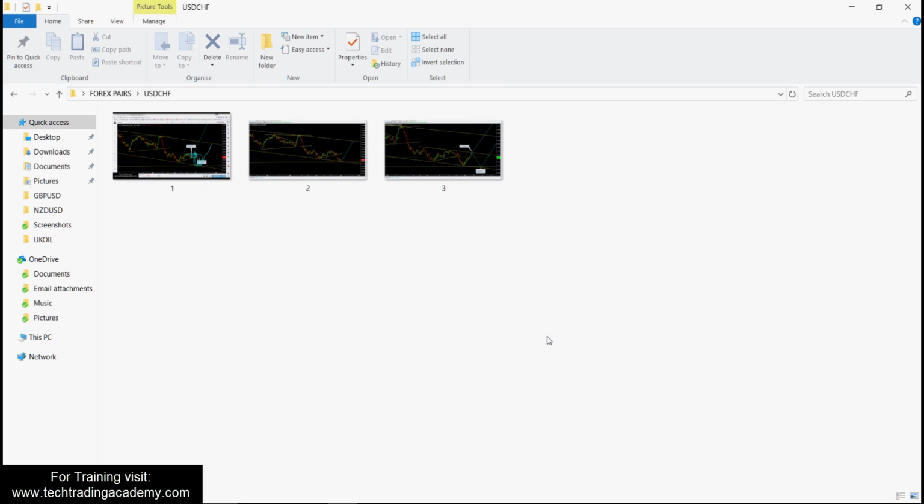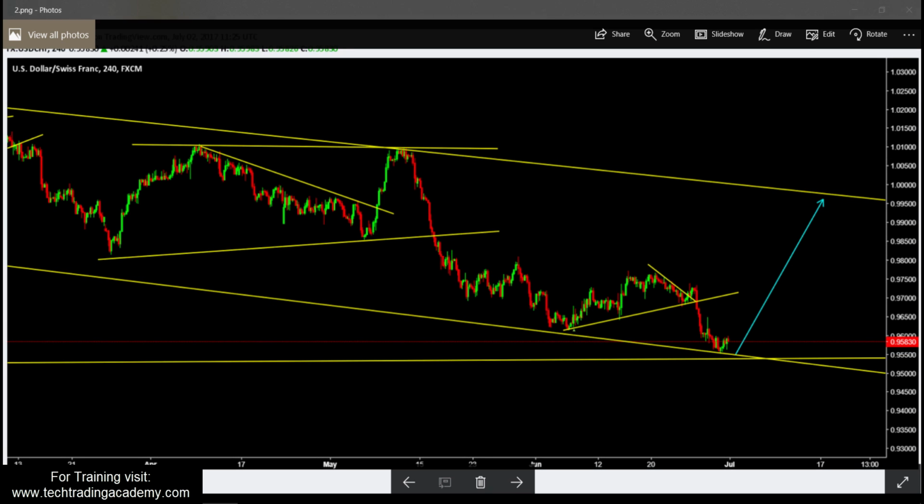Alright, so this was the chart. Okay, so this is the previous chart. Alright, so we were looking for a buy at this area. So we have seen that up wave, but that up wave never completed up to that area and dropped before that.